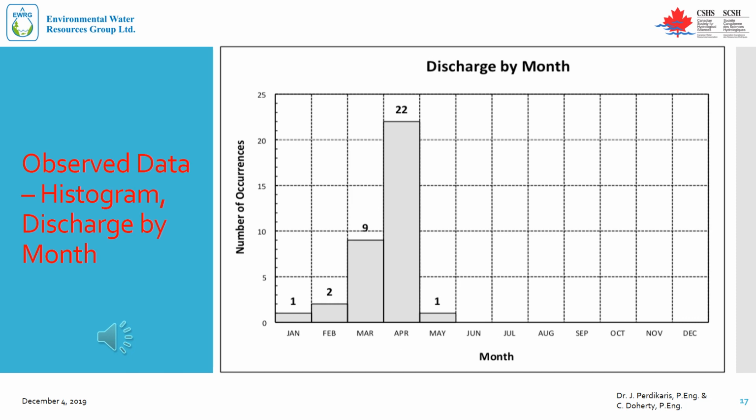In this example, we see a histogram of discharge by month. According to the graph, the majority of high flow events occur during the month of April, indicating that most high flow events occur during the spring freshet.